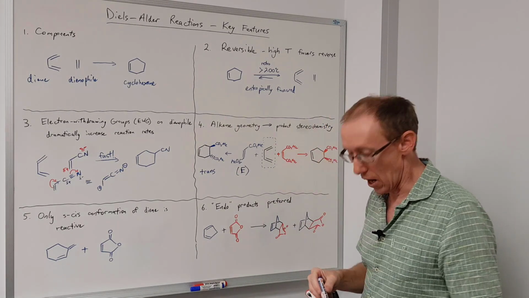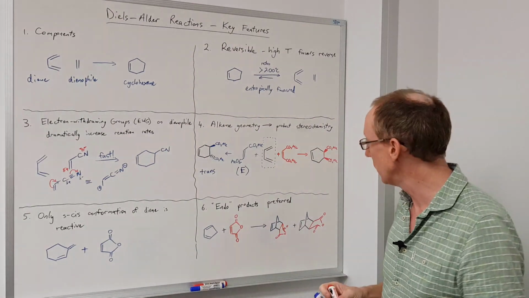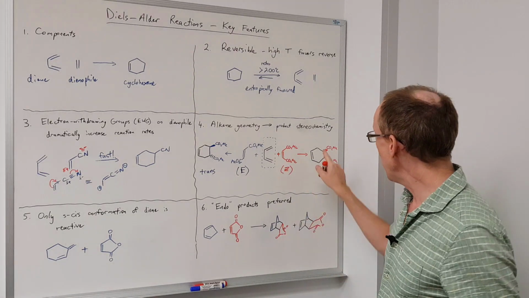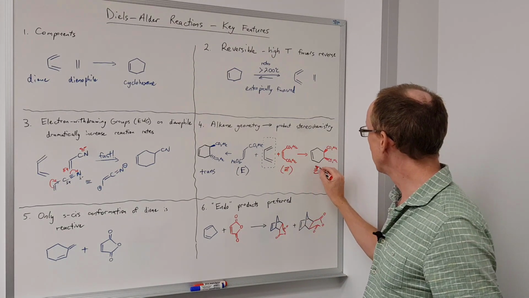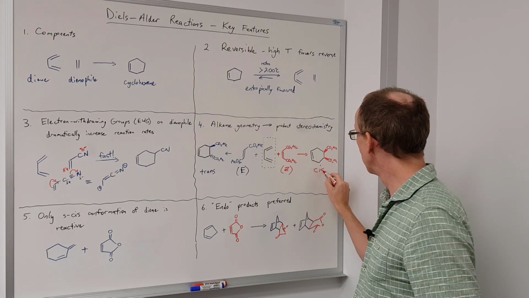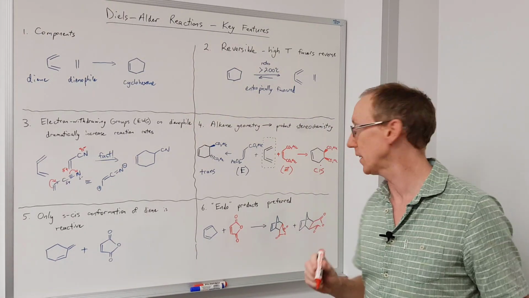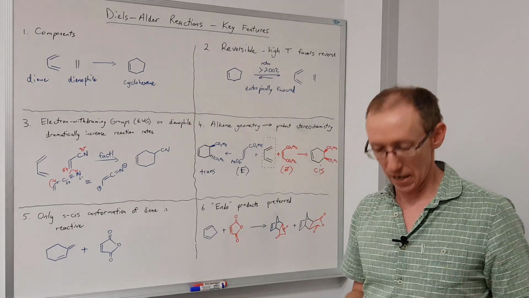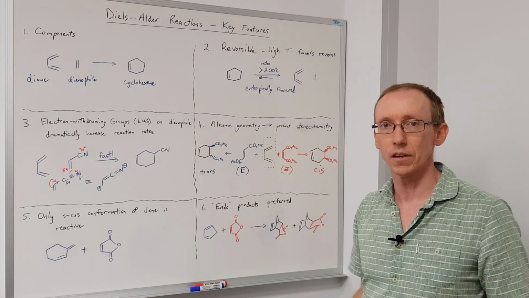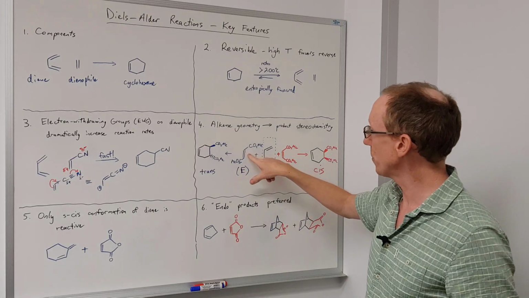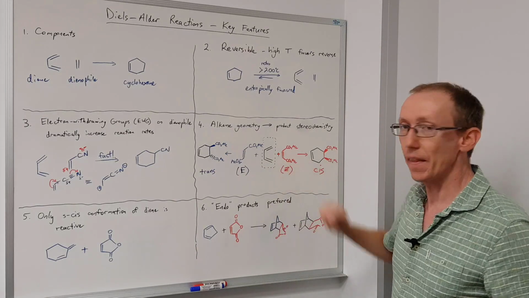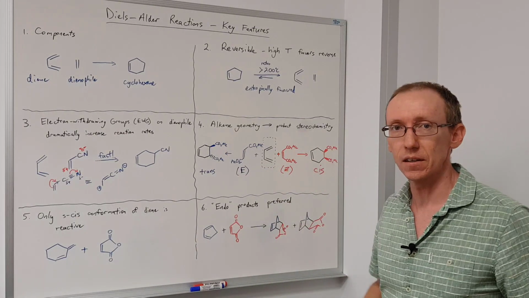However, if I take the opposite geometry of the dienophile, so in this case now we've got the Z dienophile, that then translates into the cis stereochemistry of the product, cyclohexene. And so we would call this a stereospecific reaction, or more explicitly a diastereospecific reaction, because one geometry of an alkene gives one diastereomer of the product, whereas the other geometry of the alkene gives the other diastereomer of the product.